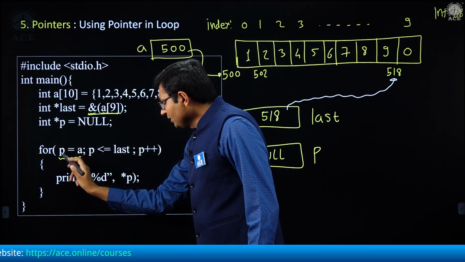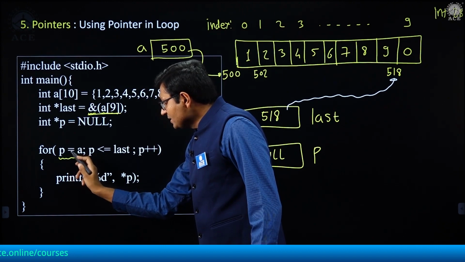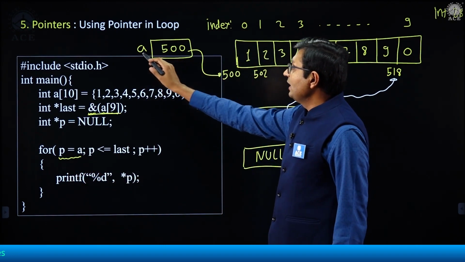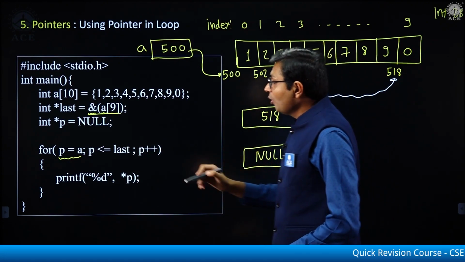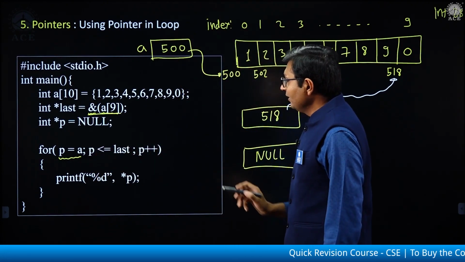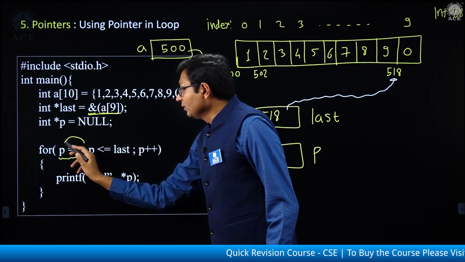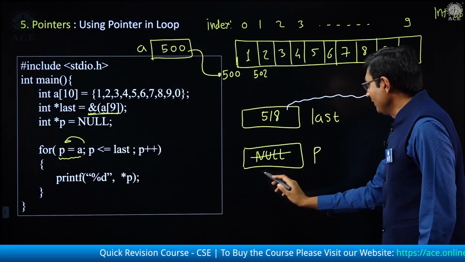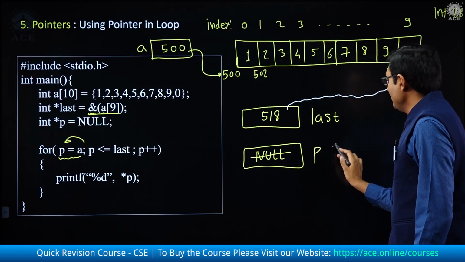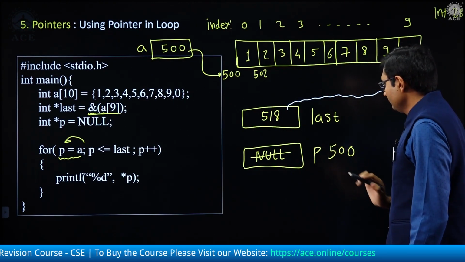Now, here is the statement P is equal to A. What is the value of A? Not value at A. I am saying value of A, that is 500. 500 will be stored in the variable P. So, this will be replaced by 500. Alright.